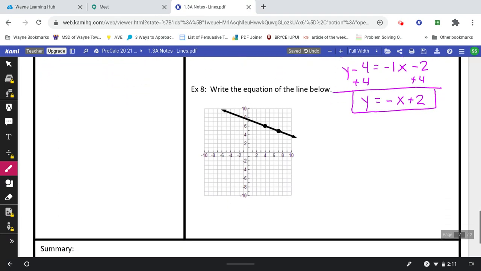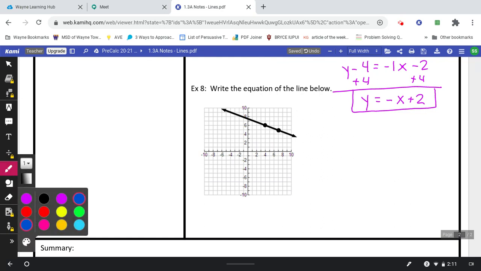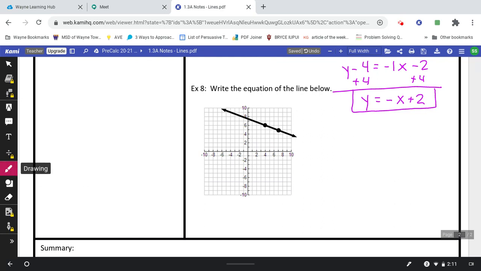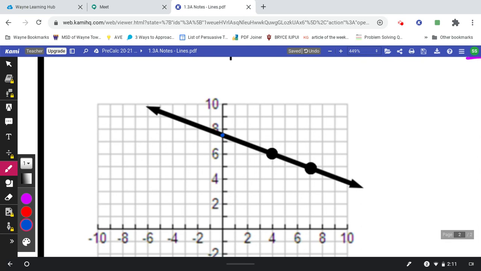All right. And our last one, example number 8. This looks a lot like the very first problem, one of the first problems we did when we were trying to write the equation. But if you look really closely, you'll notice that the y-intercept looks like it's not exactly on one of the whole numbers. So we're going to have to do this a different way instead of just finding the y-intercept by looking at it.